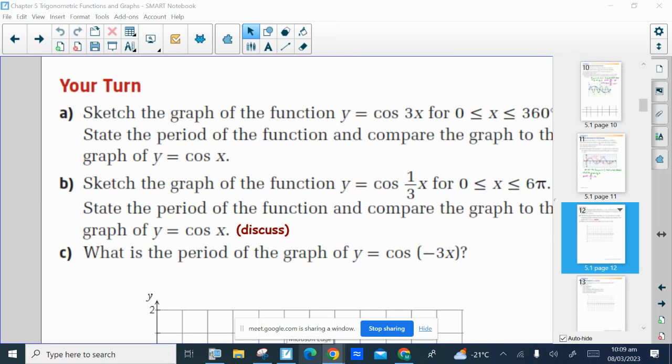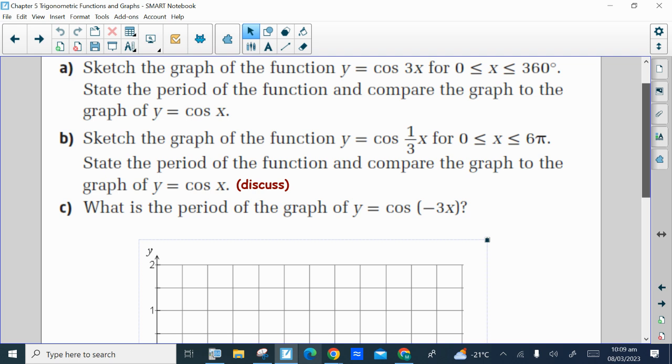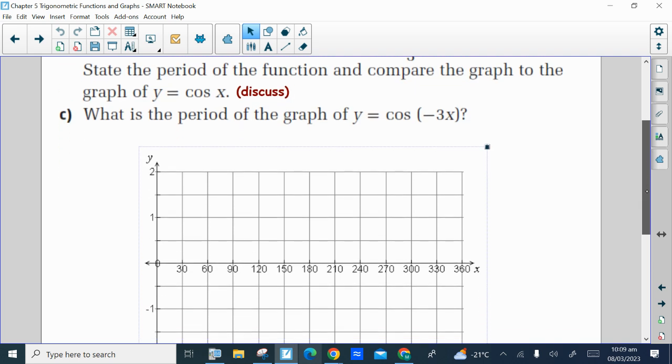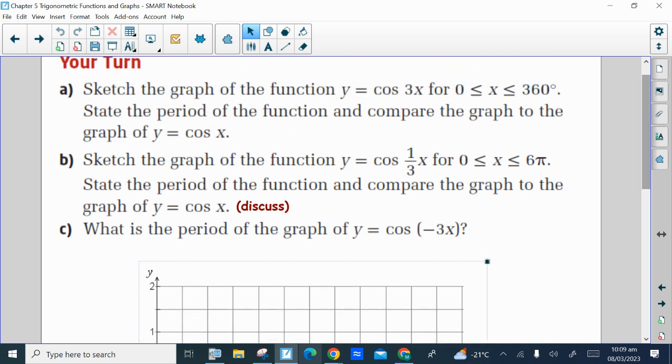We'll continue looking at the graphs of our trig functions. For this first question, we are asked to graph y equals cos 3x between 0 and 360 degrees, and state the period of the function compared to the graph of cos x. Then we'll do the cos of 1/3 x. We'll actually just discuss that because of what it's going to look like and what our scale along the x-axis will be. But first, we'll graph y equals cosine of 3x.